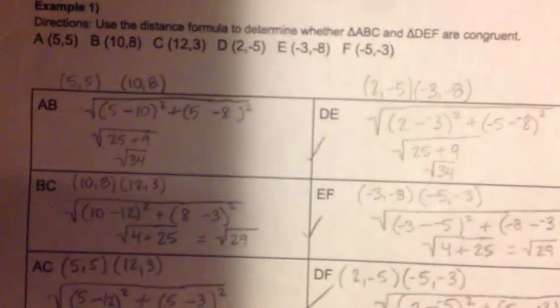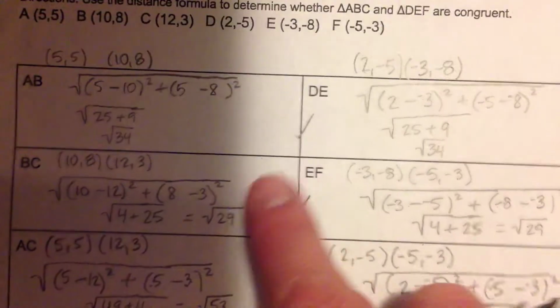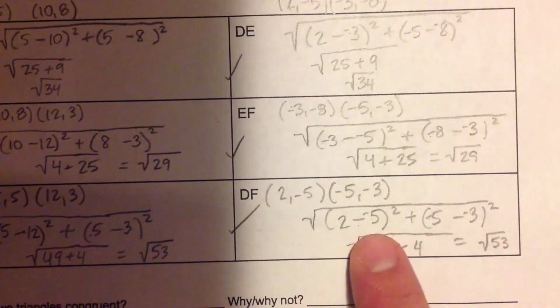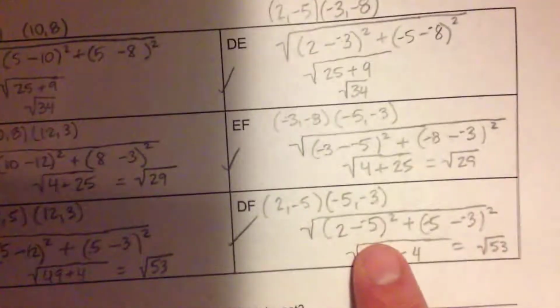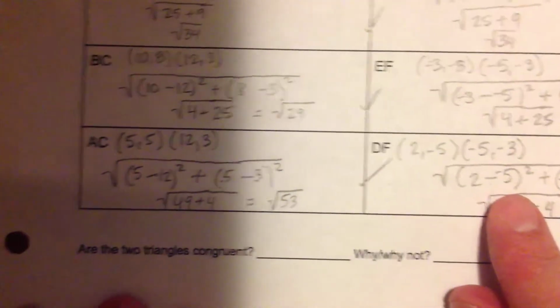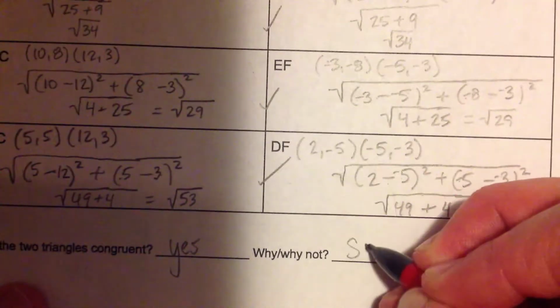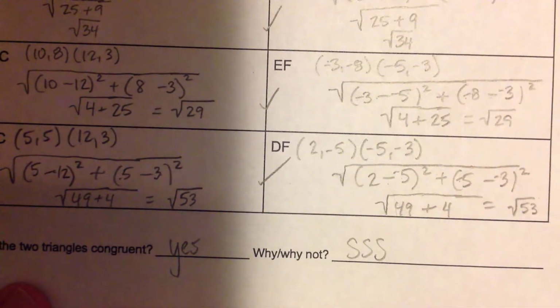So if you check it out, these two sides were both square root of 34, these two sides were both square root of 29, and these two sides were both square root of 53. So to answer the question, are the two triangles congruent? You would say yes. And what rule? Because all three sides are congruent to each other.